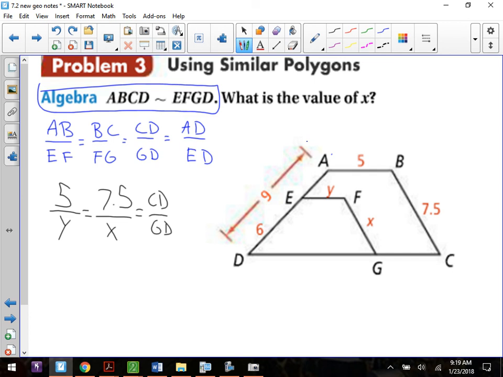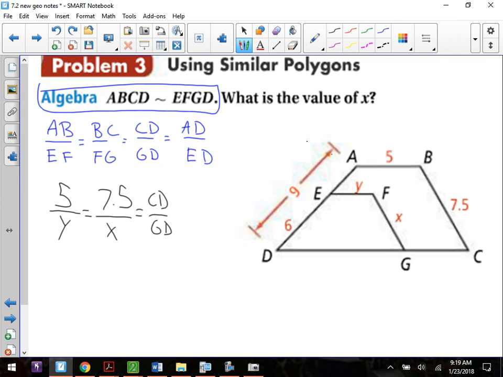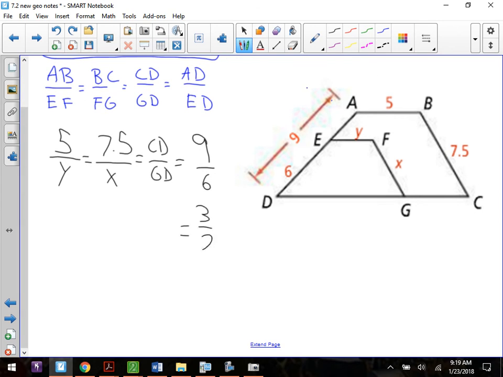And that's going to happen sometimes. Sometimes you're going to have a set of sides that you don't know anything about, which is fine, it's okay. And then lastly, you have AD, the whole thing, is 9, and ED is 6. So here's what happens. Of those 4 fractions, which one of them has both the numerator and denominator? Yeah, 9 over 6. You guys all okay if I simplify 9 over 6 to be 3 over 2? So can I say that this equals 3 over 2?